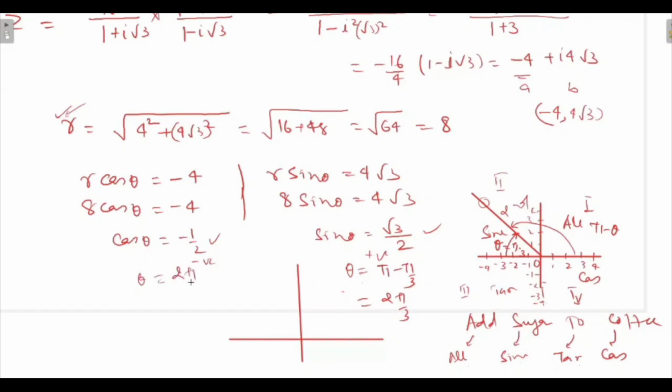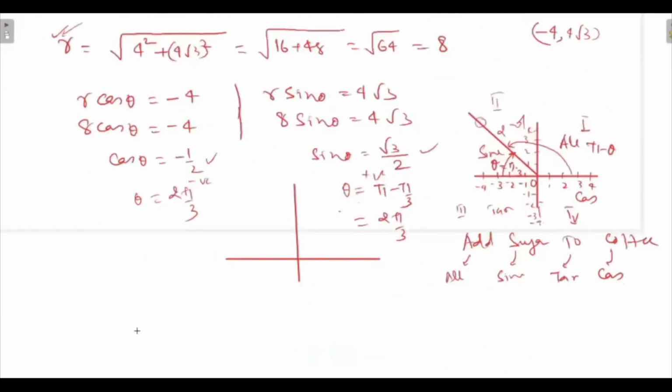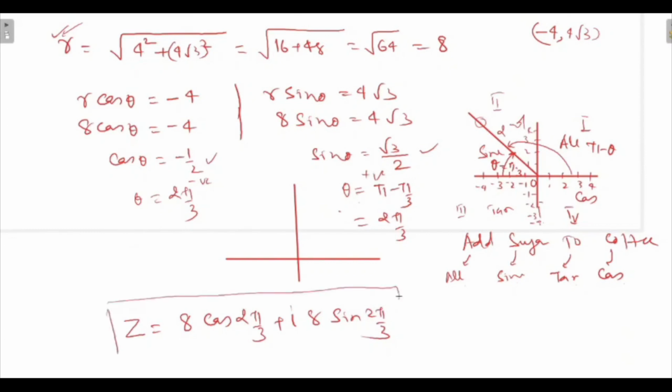Now, if I have to write this in complex number format, then I'll write 8 cos 2 pi by 3 plus i times 8 sin 2 pi by 3. This is the polar form. This is basically r cos theta plus i times r sin theta. So this part is the argument. If someone asks you what is r, what is theta, r is 8, theta is 2 pi by 3.